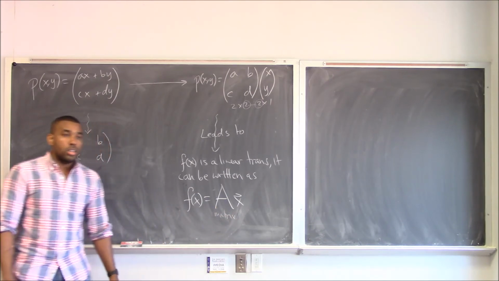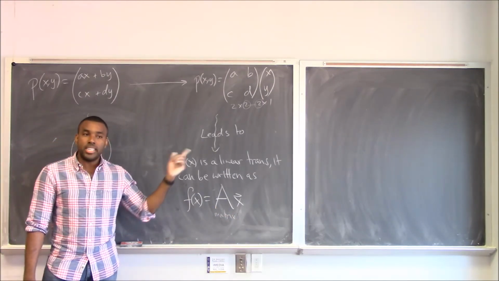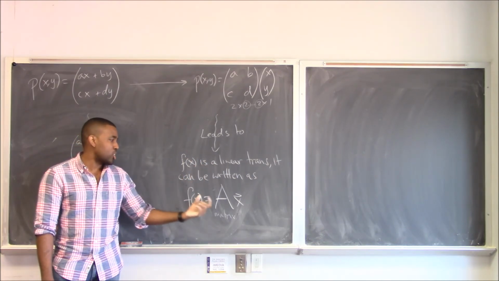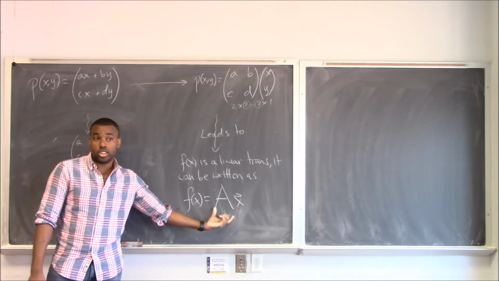Are those the bijective ones? They would represent bijective linear transformations, but we will describe those properties in terms of the size of the matrix and certain properties of the matrix.